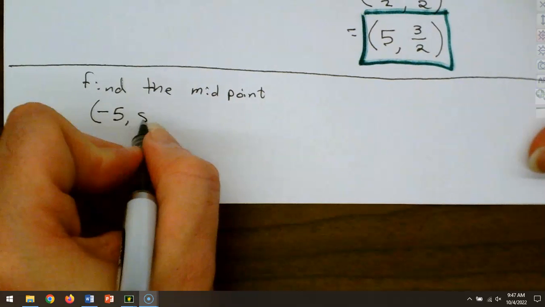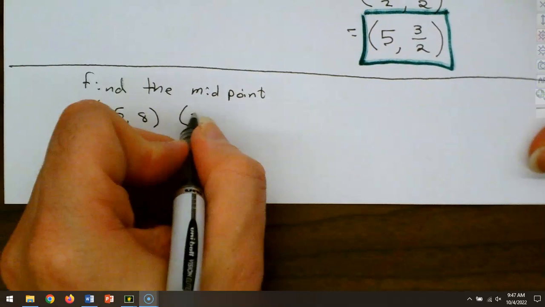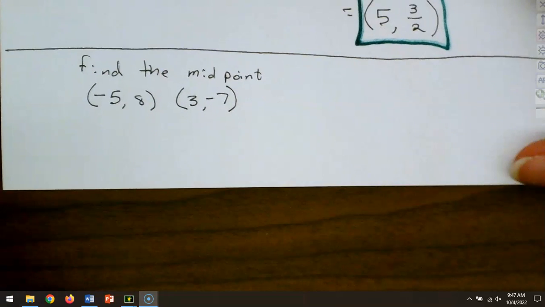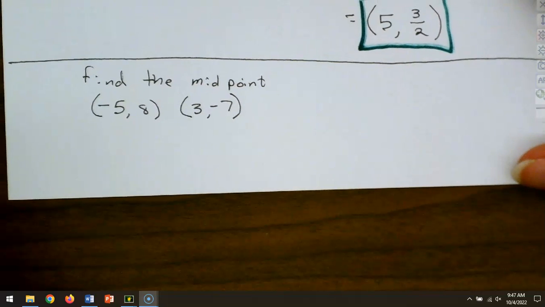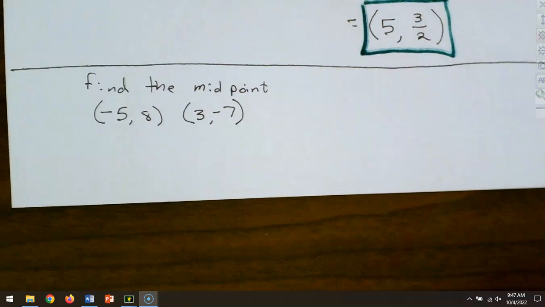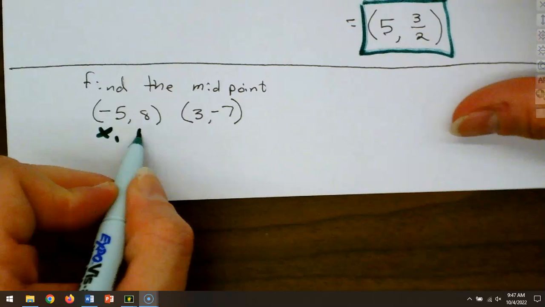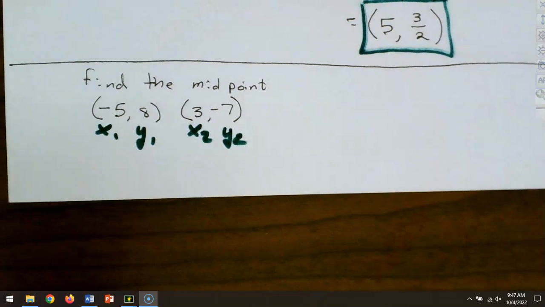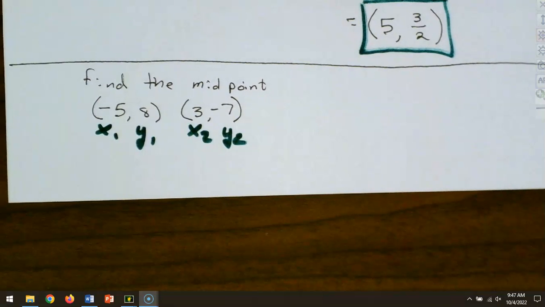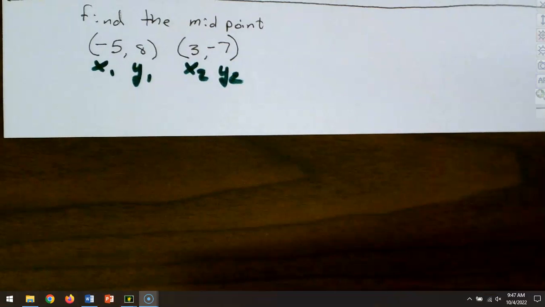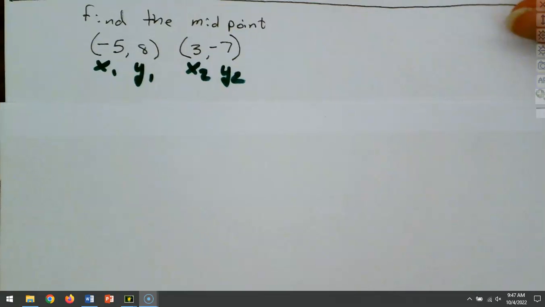About -5, 8, and 3, -7. Okay, so there's really not much to this. Let's label our ordered pairs. Always begin with that. So x1, y1, x2, y2. Always begin by labeling. Write up our formula, fill it in, and we are finished.